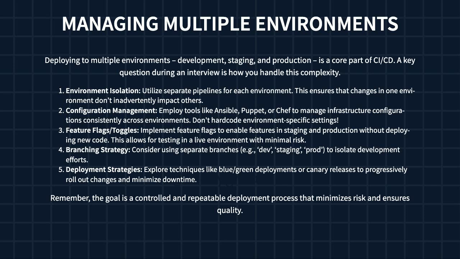We usually start by creating individual pipelines for each environment, so changes in dev don't accidentally break anything in production. Then, we need consistent configurations across all those environments, which is where tools like Ansible or Chef come in handy. They help us make sure everything is set up the same way everywhere. Feature flags are also super useful. They let us turn on features in staging and even production without actually deploying new code, reducing the risk of problems. Finally, using branching strategies like separate branches for each environment can really improve control.